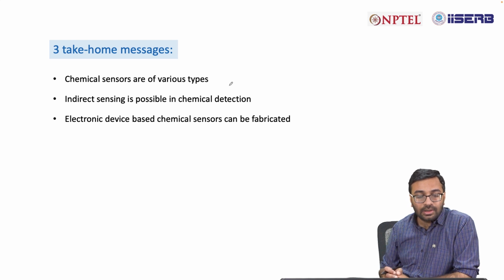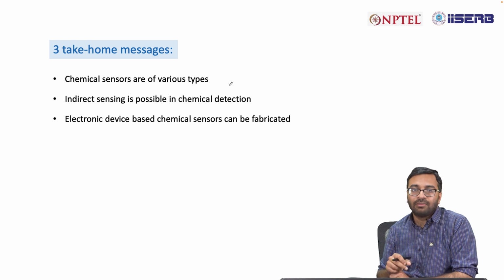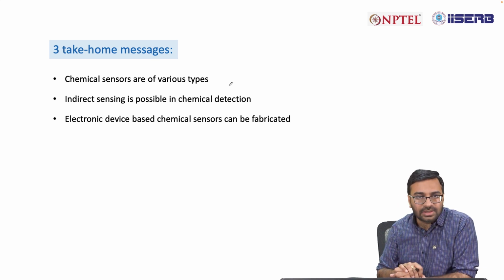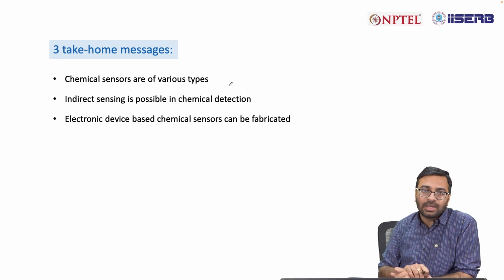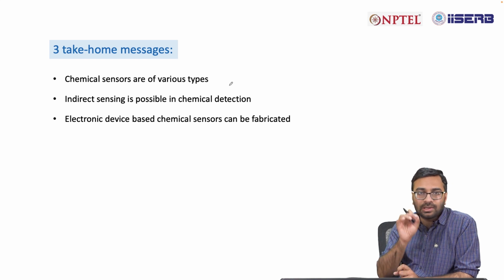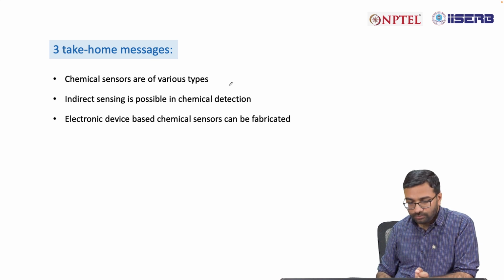Then electronic device based chemical sensors can be fabricated. One example we have seen is based on a MOSFET structure. Not only MOSFET, you can also make a micro electromechanical system based chemical sensor. You can also make, say, a PN junction based chemical sensor. The idea is that the electrical property should be a function of that chemical reaction, so that you can detect the concentration of an analyte precisely using that device.